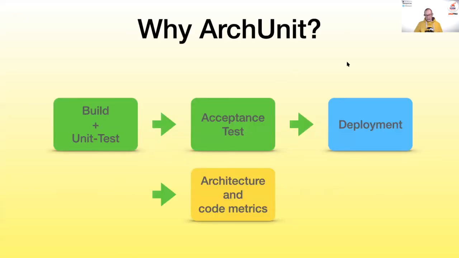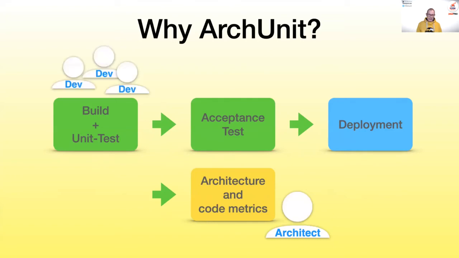So why should we use ArchUnit? If you've got a pipeline like this, you've got built-in unit tests running and then maybe acceptance tests and then it goes to deployment. And many pipelines have architecture and code metrics like SonarQube or jQAssistant running separately from the built-in unit tests. And some architect is working on SonarQube or jQAssistant and gives the development team some feedback. The problem is this feedback loop is pretty long because it takes some time for the architect or for us developers to have a look at SonarQube or jQAssistant and to see the architectural violations. And when we see those violations, we already work on something else. We don't know what we did yesterday. So the feedback loop is too long and too late.